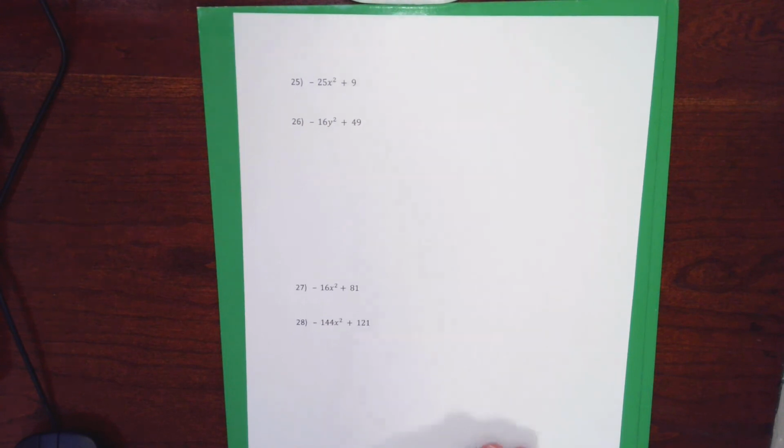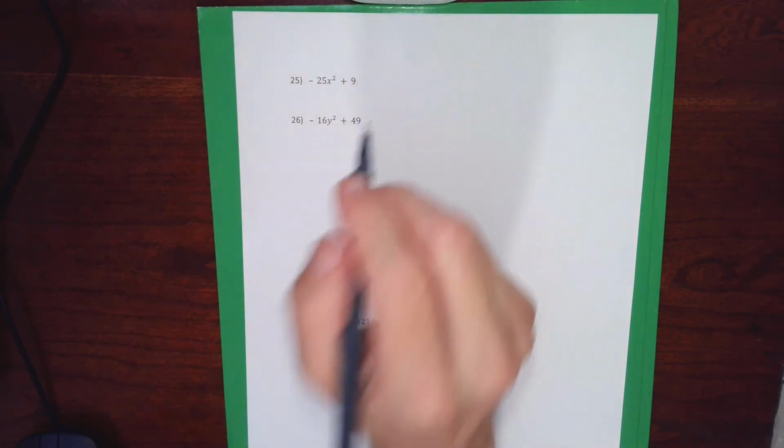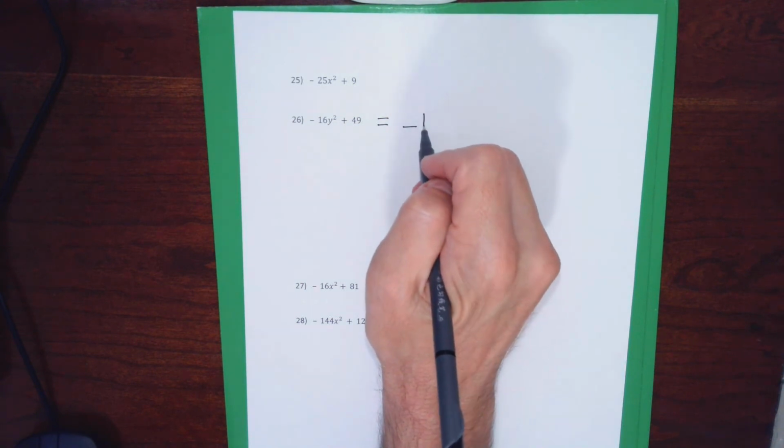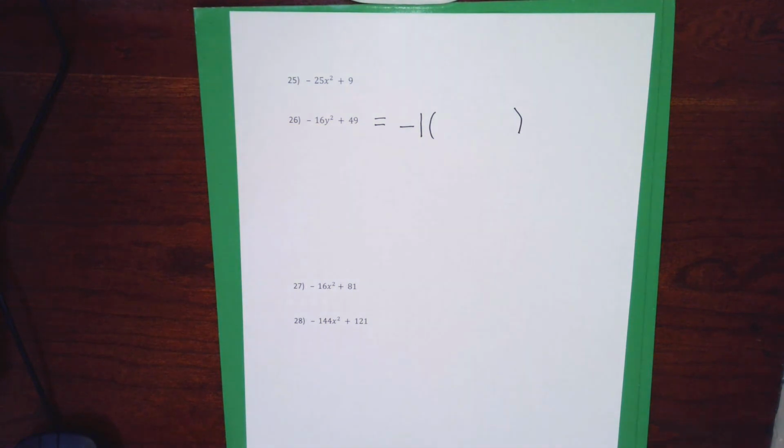25 and 26 aren't written in a very nice way because there's a negative up front. I need to factor out a negative 1. If the first term is negative, I almost exclusively either factor out a negative 1 or I factor out the opposite of the GCF. There's no GCF in problem 26. So when I factor out a negative 1, the signs are going to flip.